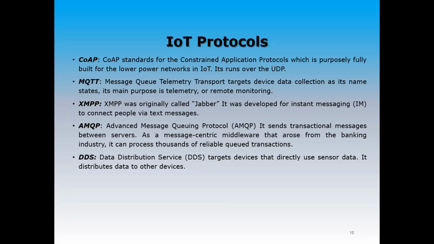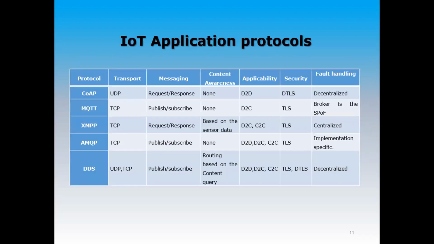And then they have what is called the Data Distribution Service, which is for direct use on sensor data. So just a quick comparison: CoAP actually runs over UDP, follows a typical request-response model, and the security it uses is DTLS because it is UDP based. Then MQTT follows publish-subscribe, which runs over TCP. It has what is called a broker-based architecture here.